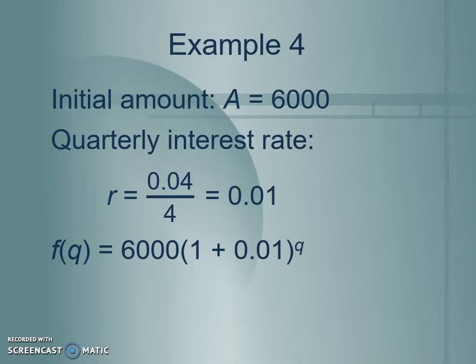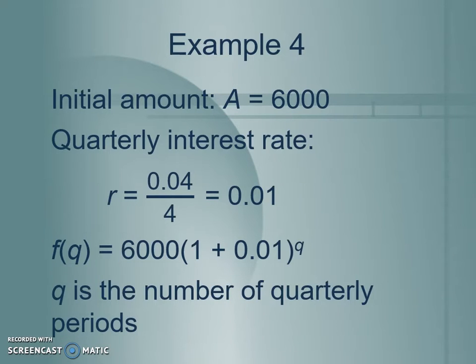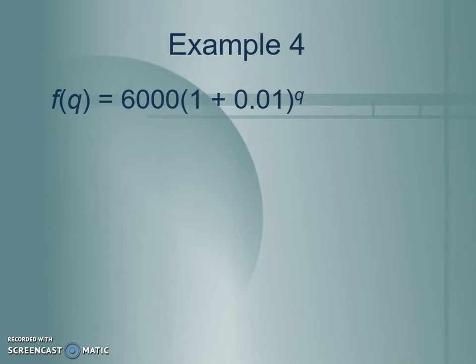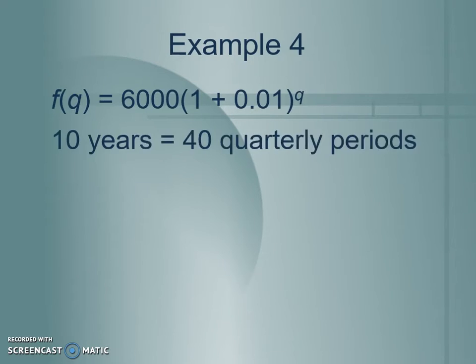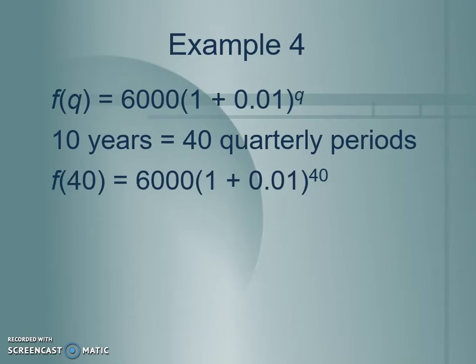So we have 6,000 times our quantity of 1 plus our rate of 1% to the Q, where Q is the number of quarterly periods. So that was our equation. Then it says, how about the balance of the account after 10 years? Well, 10 years is 40 quarterly periods. 10 times 4 is 40. So we have to substitute 40 in for Q. When we solve, we get about $8,933.18.